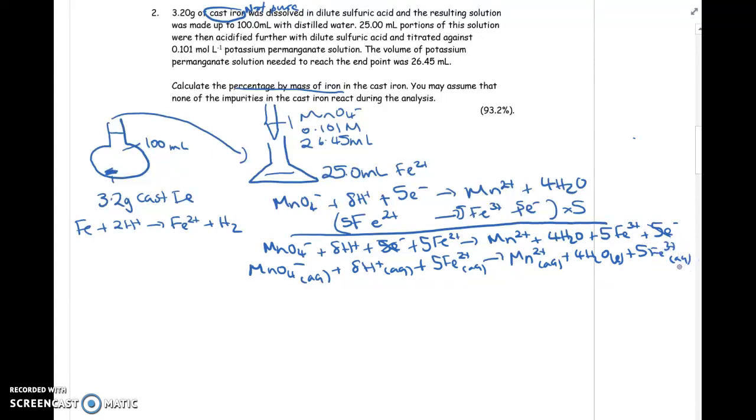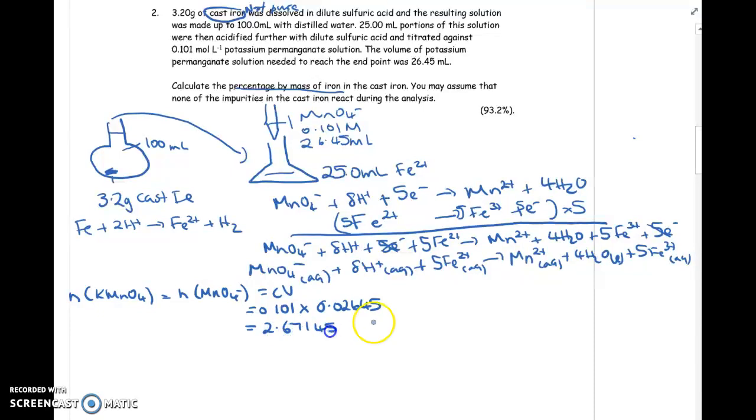Okay, so now we look and see where we can find the mole. And you can see that we've got a concentration and a volume here. So we can find the number of moles of potassium permanganate, which is going to equal the number of moles of permanganate, which is equal to CV. So 0.101 times 0.02645, because it must be in litres, and that comes out to 2.67145 by 10 to the negative 3 moles.